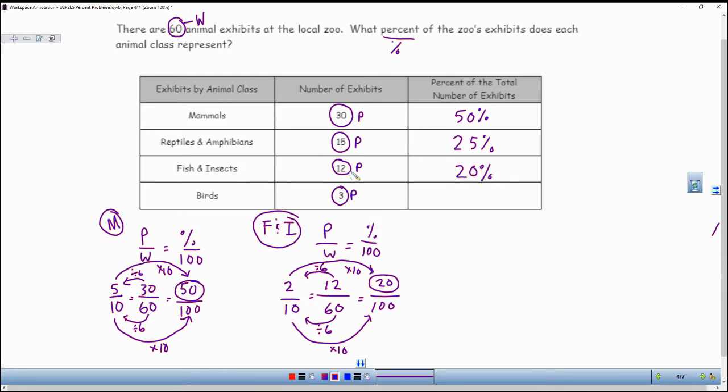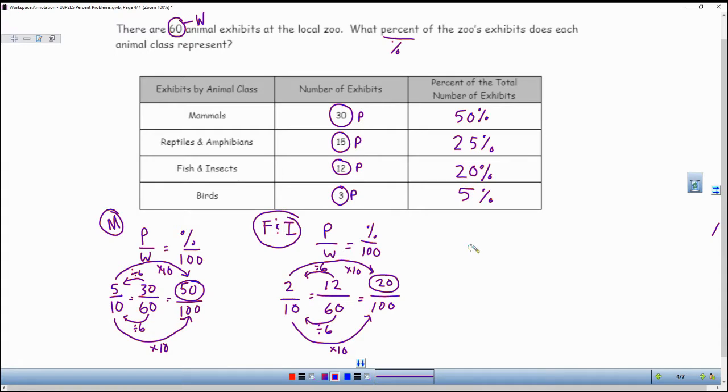Now here's the thing. If you notice here, fish and insects has 12, birds is 3. Well, when we got the percent for the reptiles and amphibians, we just cut it in half. 30 divided by 2 is 15. 50% divided by 2 is 25. Well, we can get from 12 to 3 by dividing by 4. So if we do 20 divided by 4, that would get us the percent of birds. So 20 divided by 4 would be 5%.